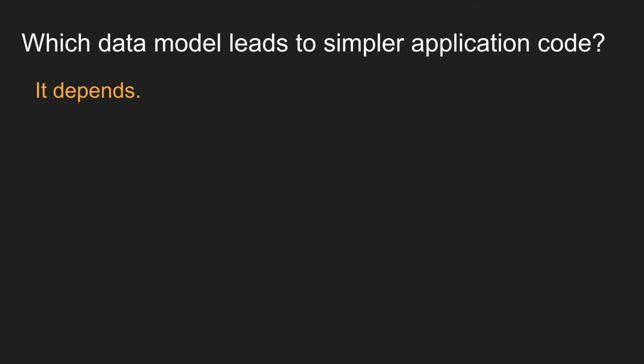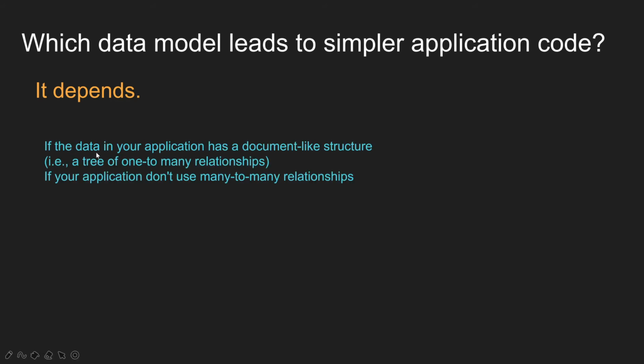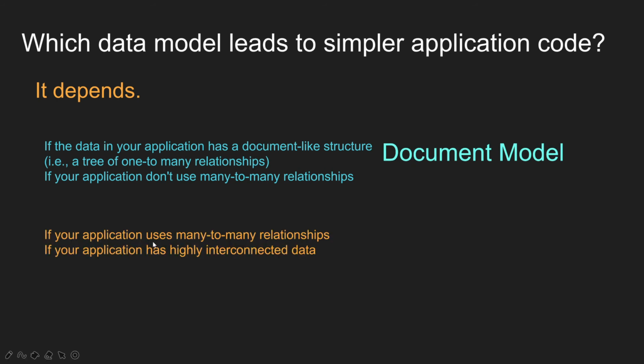Which data model leads to simpler application code? The answer is it depends. If the data in your application has a document-like structure, like a tree of one-to-many relationships, or if your application doesn't use many-to-many relationships, it's probably a good idea to use a document model. If your application uses many-to-many relationships and has highly interconnected data, the relational model is acceptable.